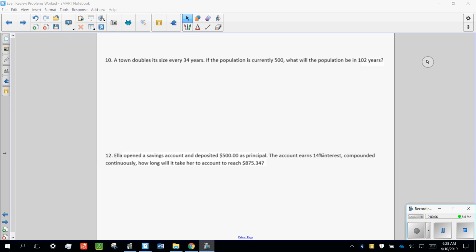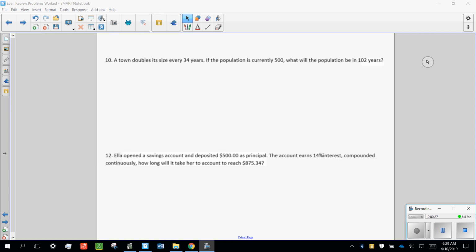We are going to continue this review for topic 13 through 15, starting with number 10. Here we have an exponential growth model. We have some town that's doubling in size every 34 years, and the current population is 500. What will the population be in 102 years?